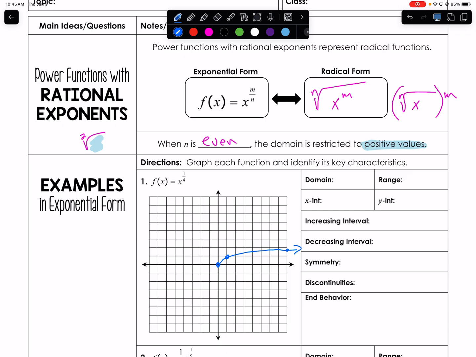Just because the end of the graph is 8, so that's why I chose 8. Okay, simple as that. Nothing crazy. Okay, we good? Anybody need help on that?